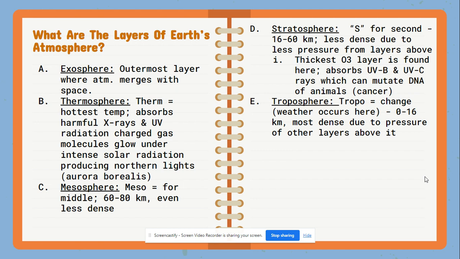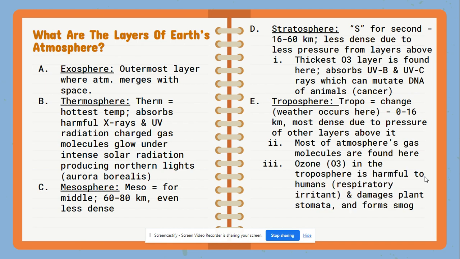And then lastly would be the troposphere. That would be the one closest to Earth's surface. This is where weather is going to occur, and it is most dense due to the pressure of all of the other layers found above it. Now, most of Earth's atmospheric gases are actually found in the troposphere, hence why a lot of weather takes place here. Ozone can also be found in the troposphere.